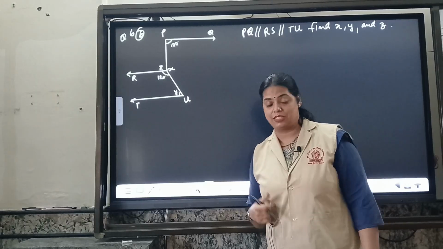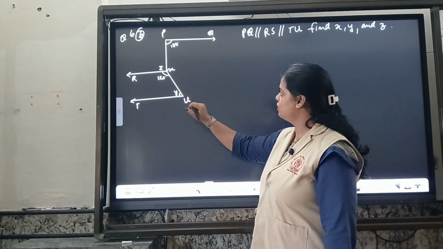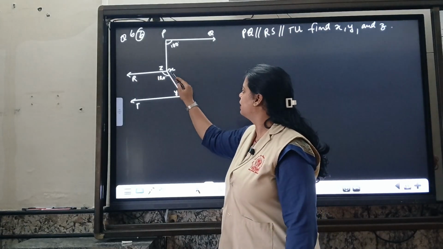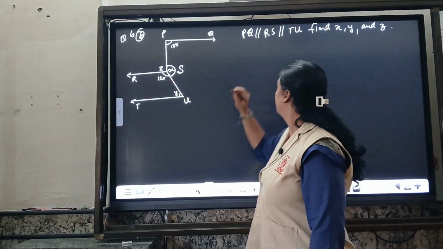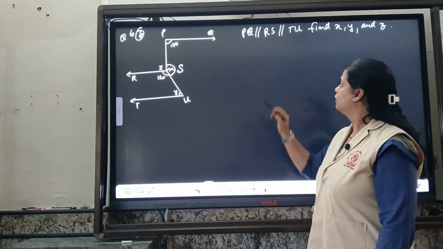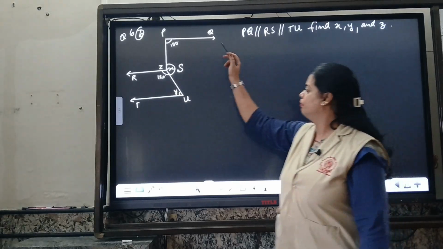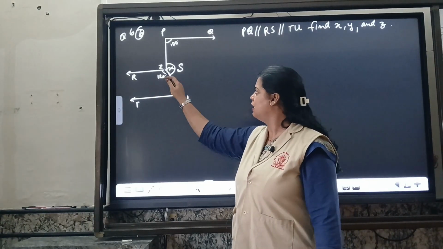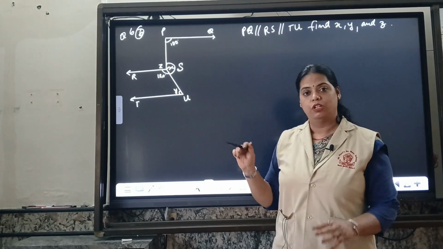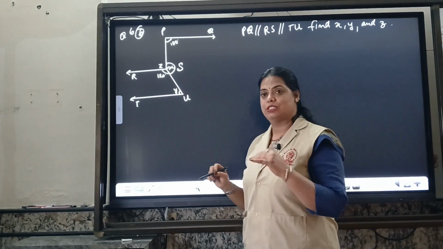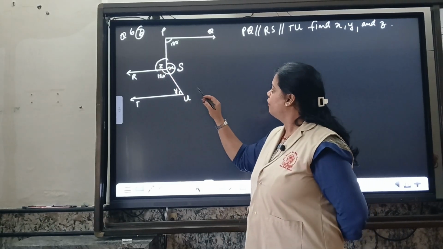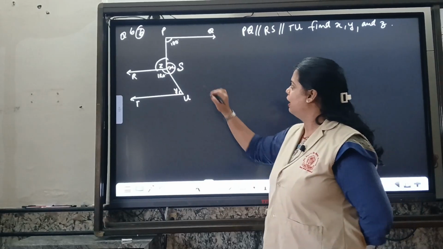Now in question number 6b part, we have a figure such that PQ is parallel to RS, and RS is also parallel to TU. Here you can understand that PQ is directly parallel to TU. By the figure you can see TU is parallel to RS. If you remove RS, PQ will be parallel to TU. Now what we have to find? X, Y and Z. So we have to find angle Z, angle Y and angle X.